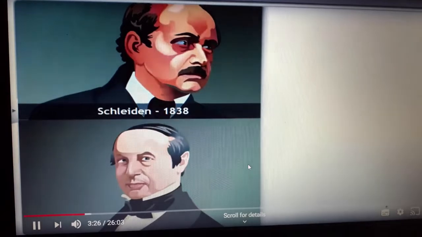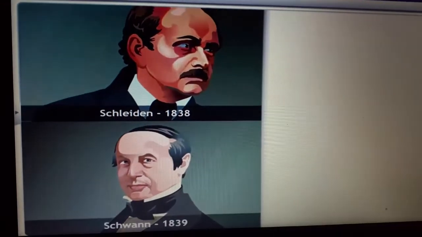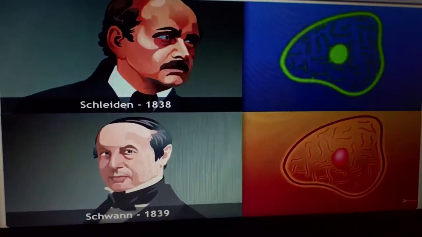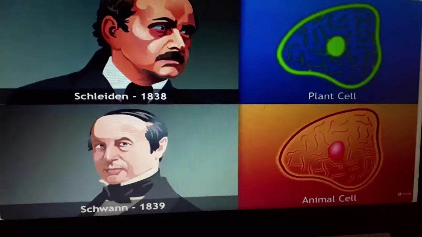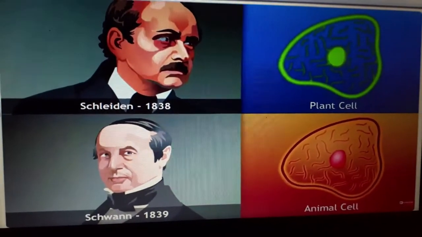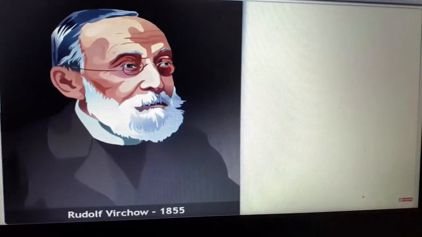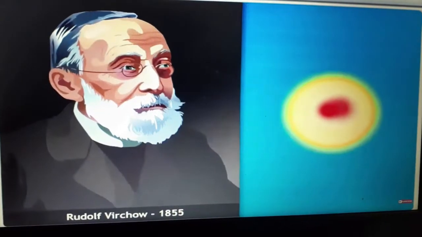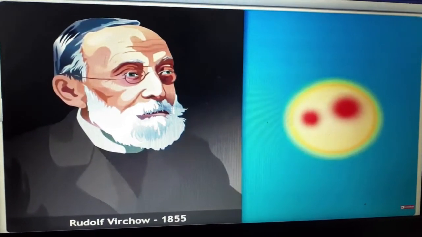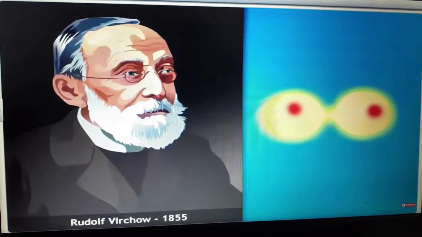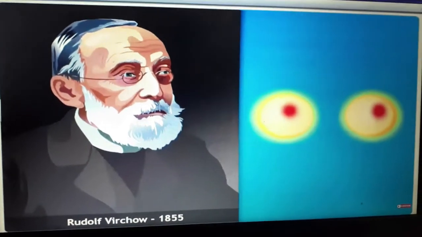Biologists Schleiden in 1838 and Schwann in 1839 proposed the cell theory that all plants and animals are composed of cells. Rudolf Virchow in 1855 further expanded the cell theory by saying omnis cellula e cellula, which means all cells arise from pre-existing cells.